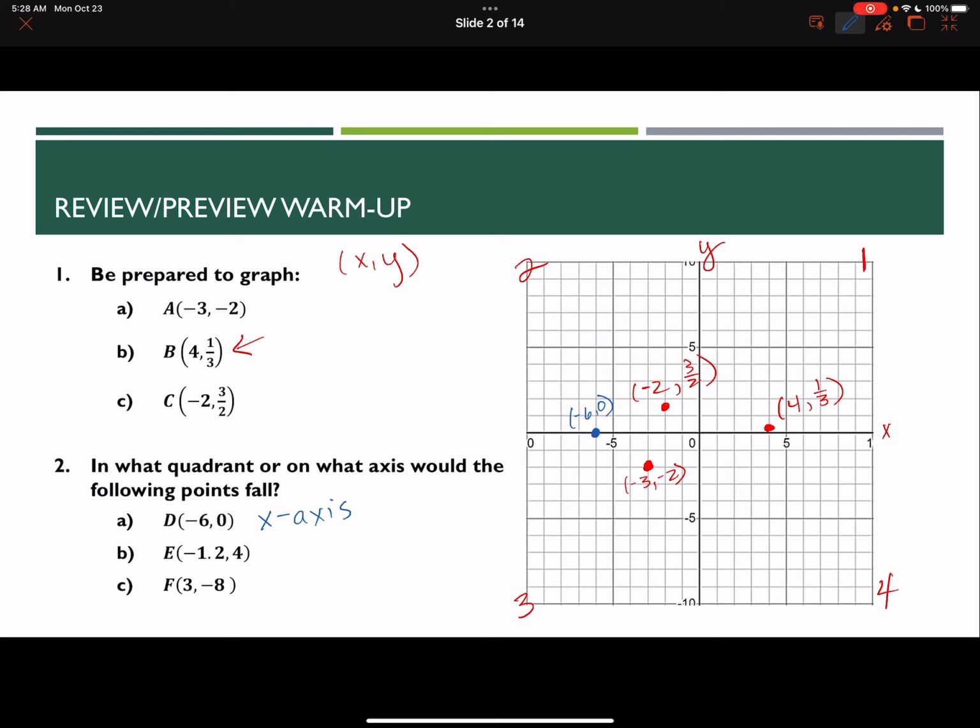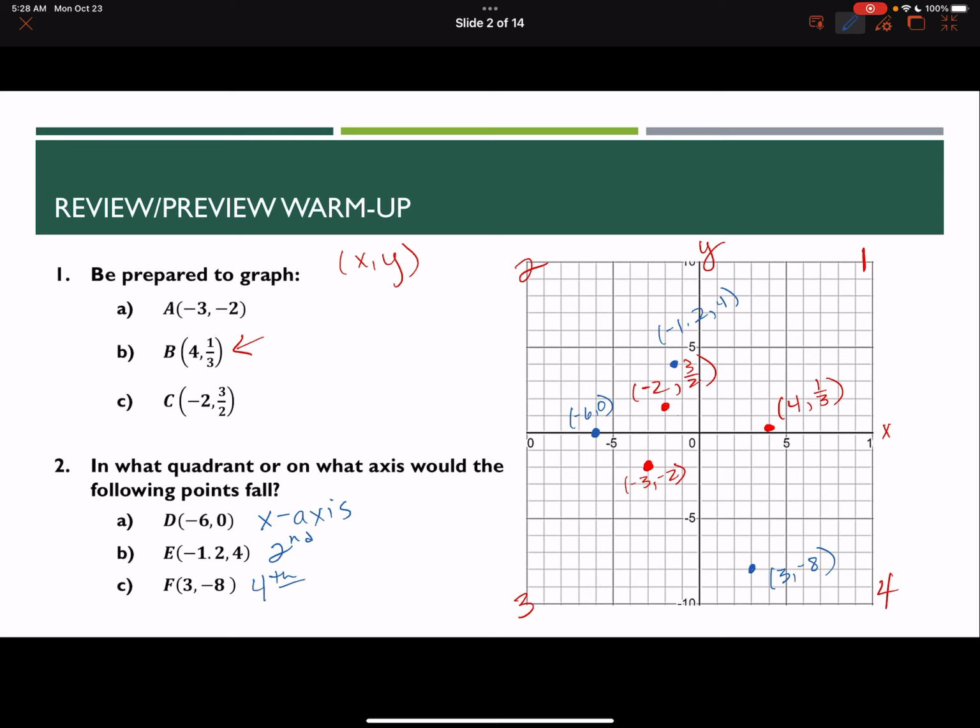Letter B, or letter E, really, the point -1.2 comma 4. So 1.2 is a little bit more than 1, and then up 1, 2, 3, 4 will be right about there. And so -1.2 comma 4, that's in the second quadrant. And the point 3 comma -8, that is down in the fourth quadrant.